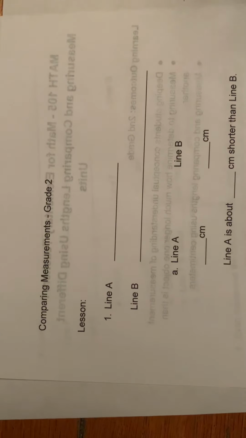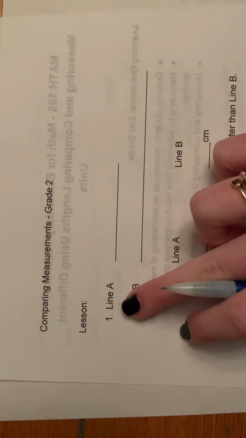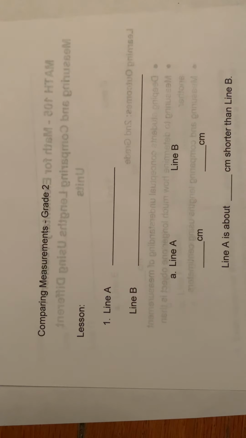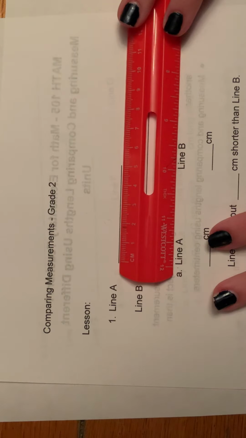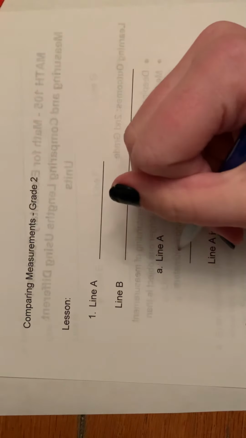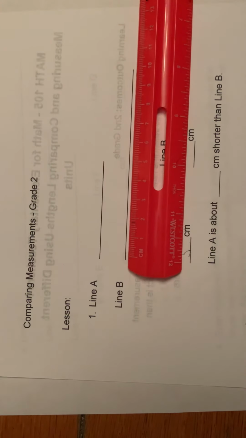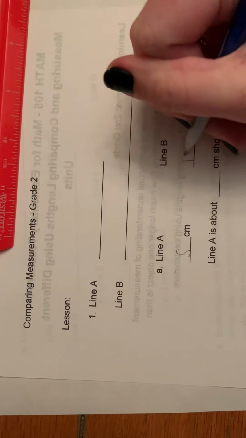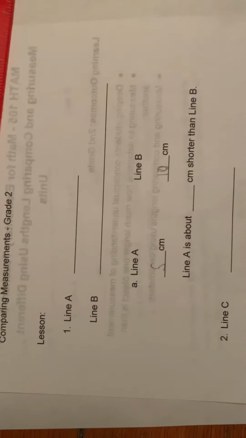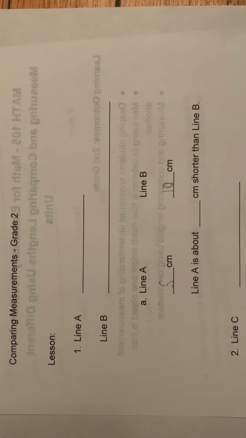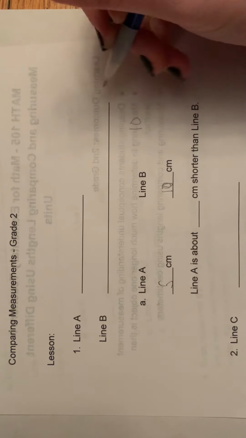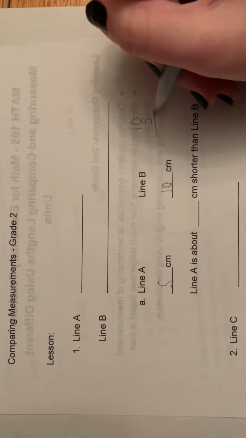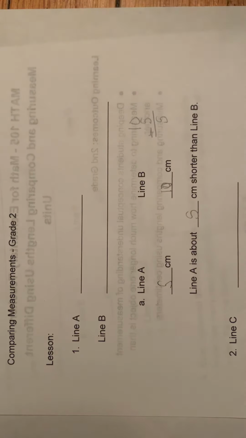To start off, we're going to be measuring line A and line B. So, line A is about 5 centimeters, and line B is about 10 centimeters. Line A is about blank centimeters shorter than line B. So you're going to subtract line A from line B, and you're going to get 5. So 5 centimeters shorter than line B.